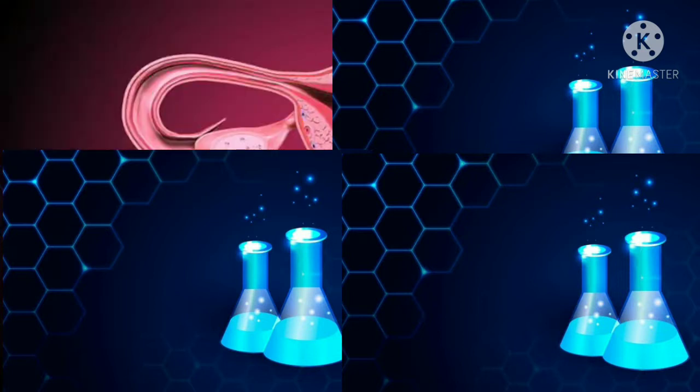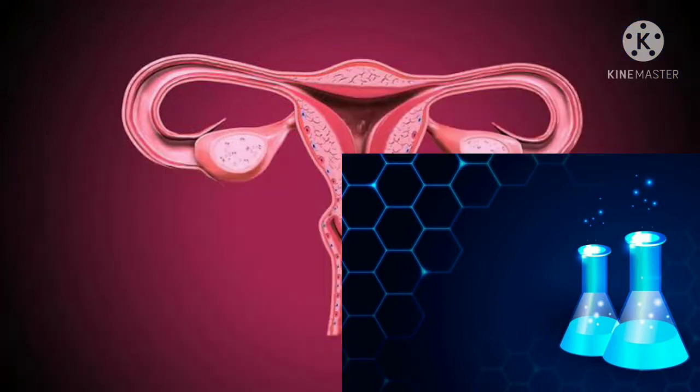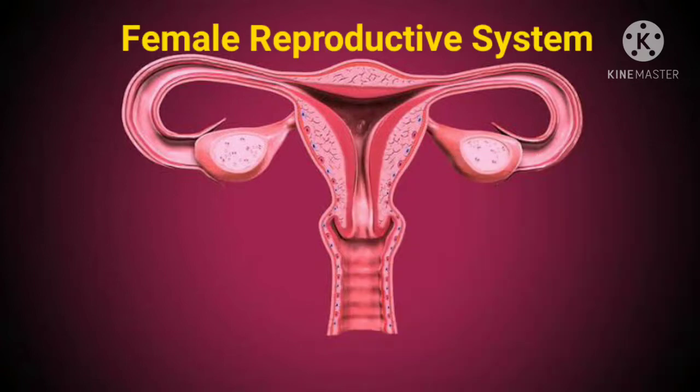Let's take the tiles again one by one and guess the picture that is hidden in it. 1, 2, 3. Alright, it's the female reproductive system.